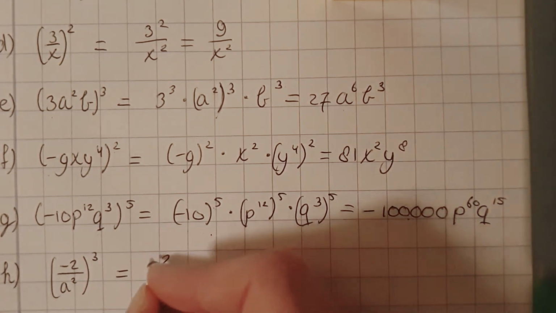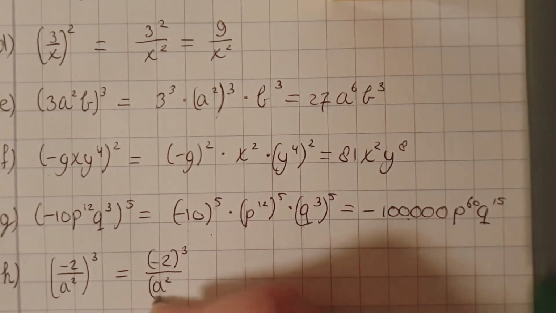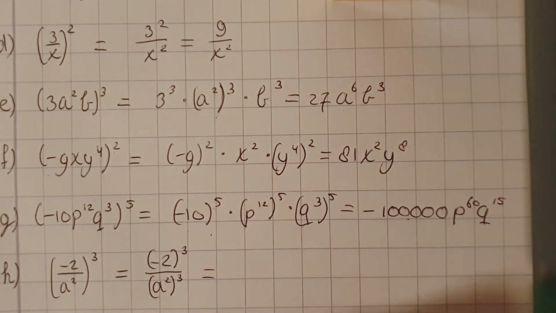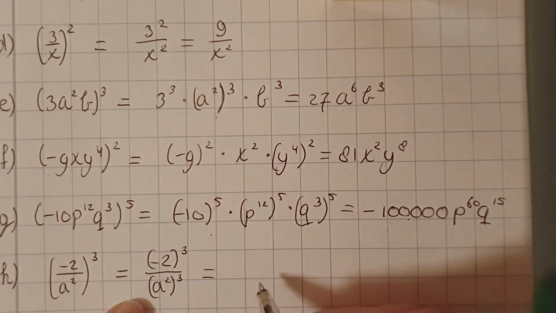And then the last one. It's minus 2, again, brackets, it's very important. And then a by the power of 2 by the power of 3. You see, so there are big brackets here. I just made them small brackets. And now I'm going to work it out.